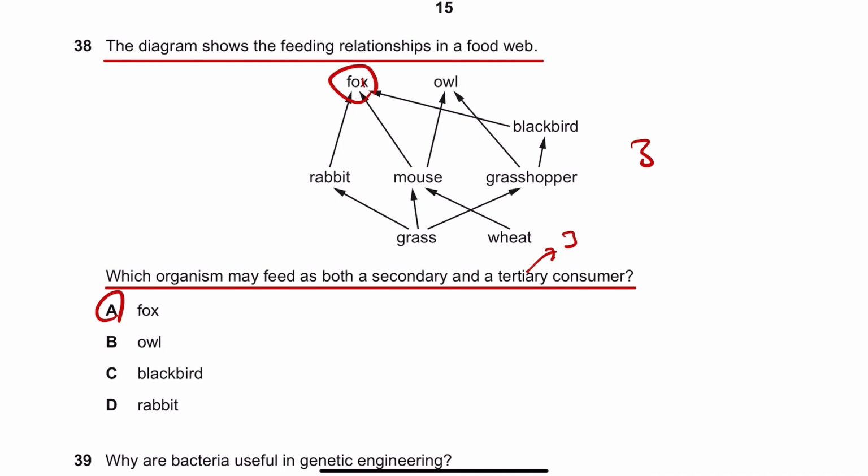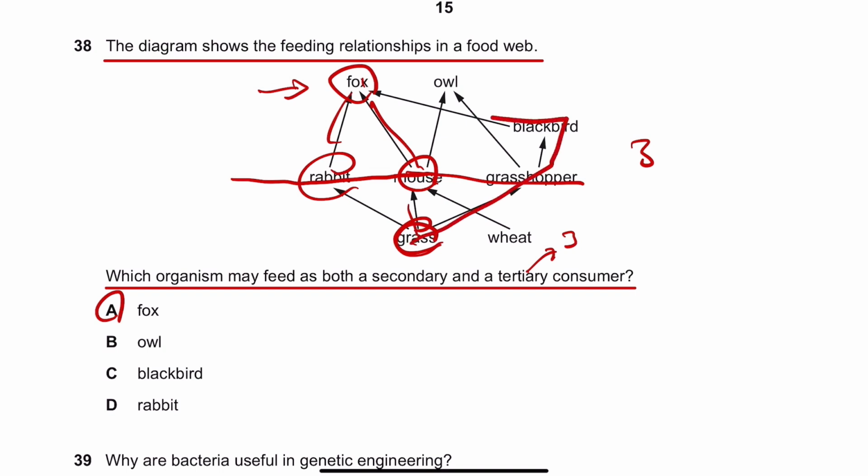Yes, it is, because starting from the grass to mouse and then goes fox, or grass, rabbit, fox. So rabbit and mouse and grasshopper, they are primary consumers, and that's secondary consumer. But if you go this way, then fox becomes the tertiary consumer as well. So the answer is indeed A. Okay?